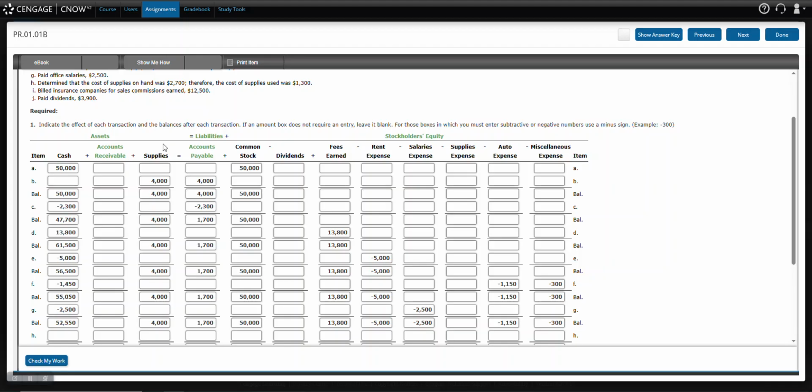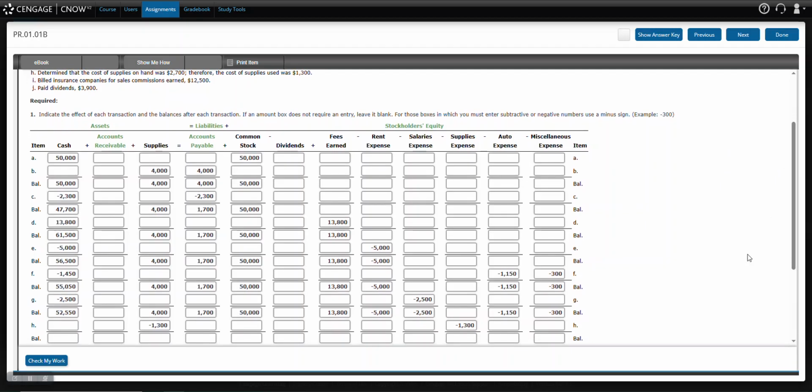So we have to reduce our supplies, not by what's on hand, but what was used. So just because you see those two numbers doesn't mean both numbers are going to be impacted in that transaction. So we've used $1,300 in supplies, so that means I have less supplies by $1,300, and I've used them so they become an expense for my business. So remember, your accounting equation has to balance. So I can't put 2,700 here and 13 here. We wouldn't balance.